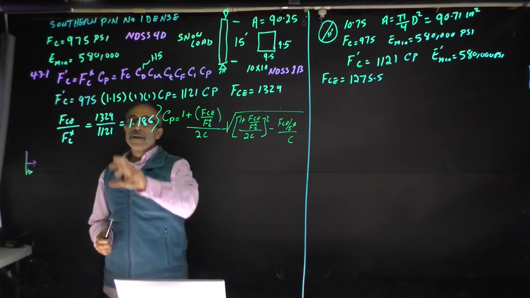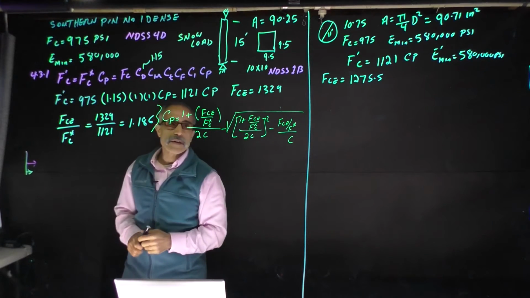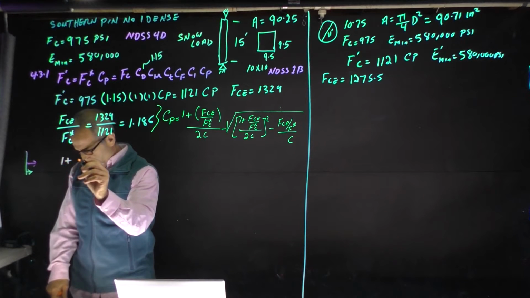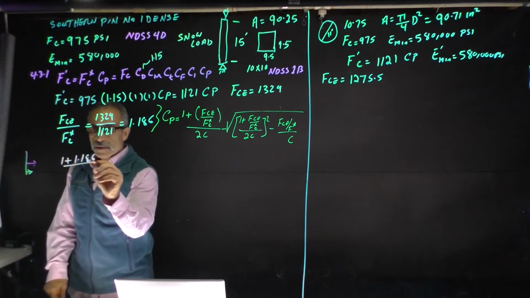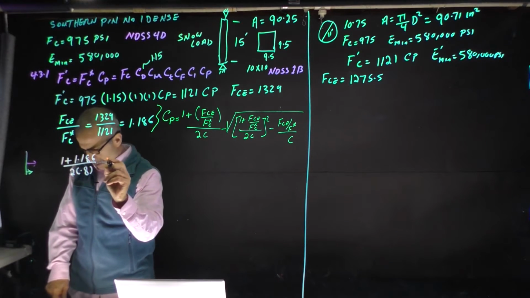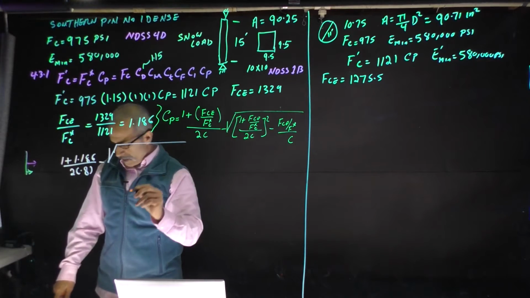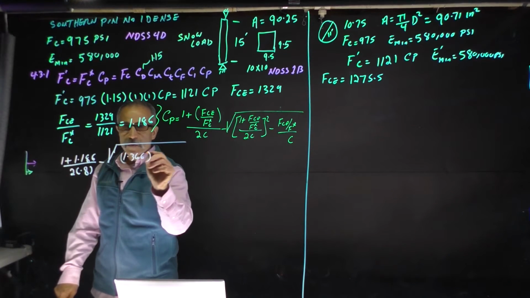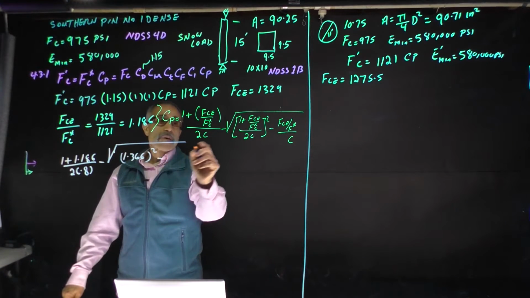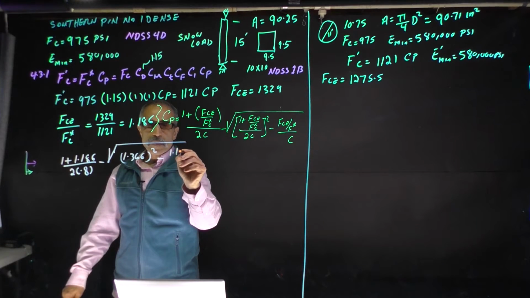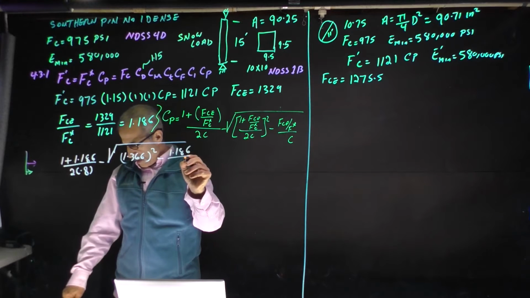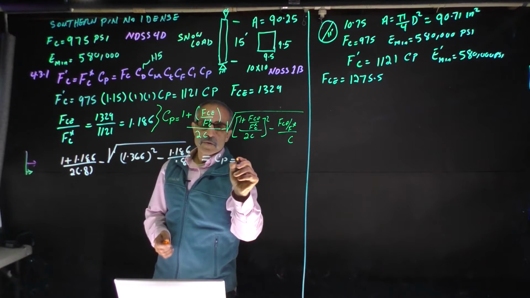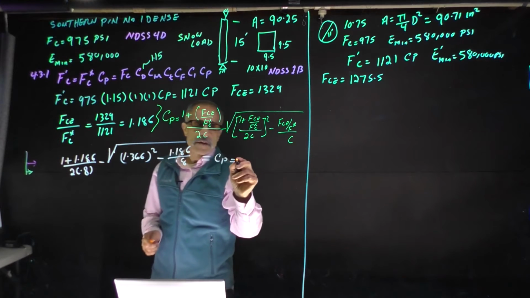Now you can use your calculator. I have all these values. I put all these values in there, and it's going to become 1 plus 1.186 divided by 2 times 0.8, minus the square root of, that came out to 1.366 squared, and that one came out to minus 1.186 divided by 0.8. So my CP comes out to 0.745.